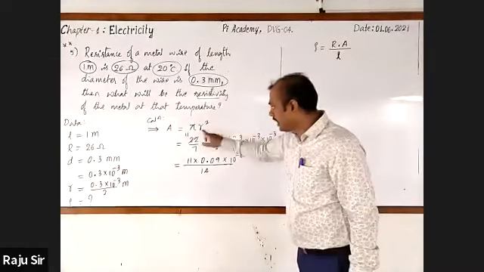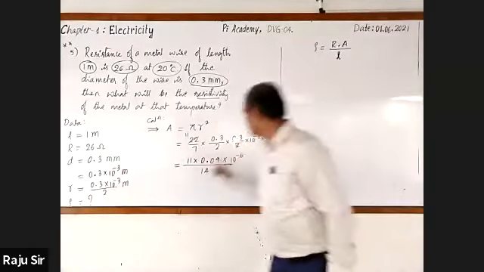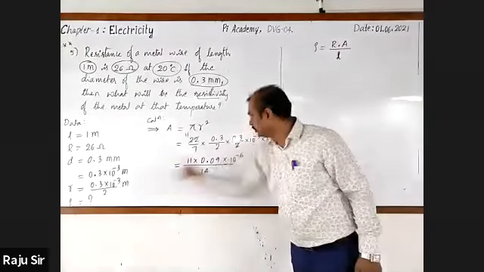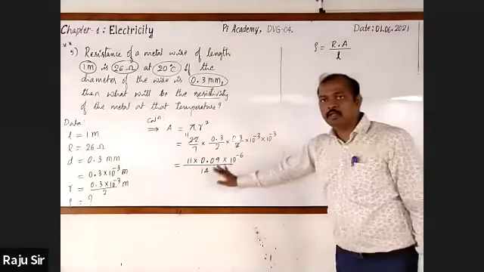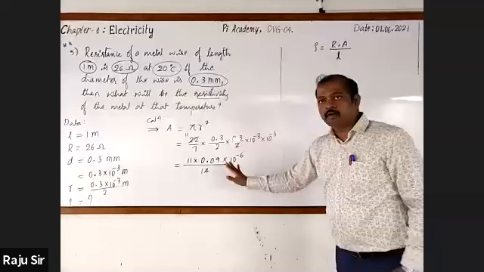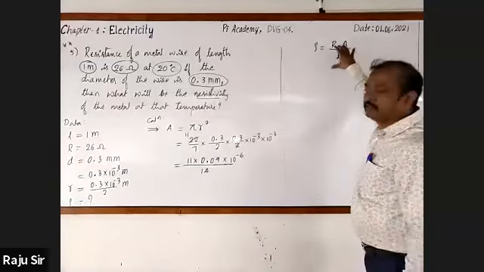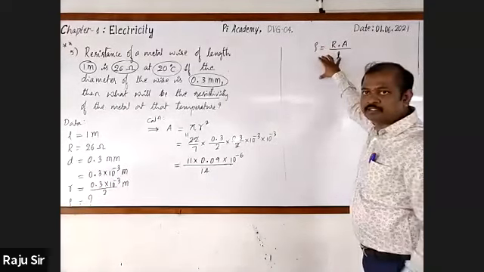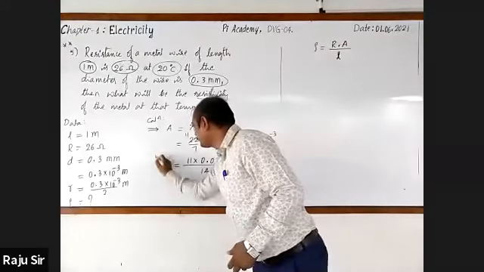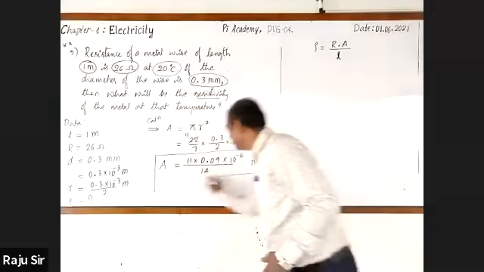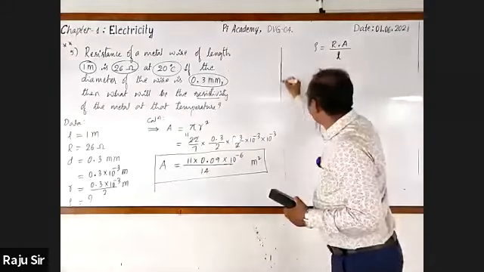As it is r square, I have written these terms twice. 0.3, 0.3, divided by 2, 2 is 2 times. 10 raised to the power -3, that is also 2 times. Let us not go for further simplification, because it is a term in the formula. There is a chance of cancellation. Here I write meter square. This is area of cross section.